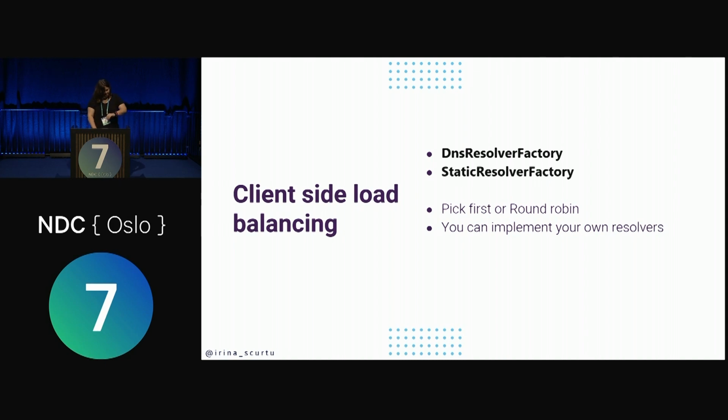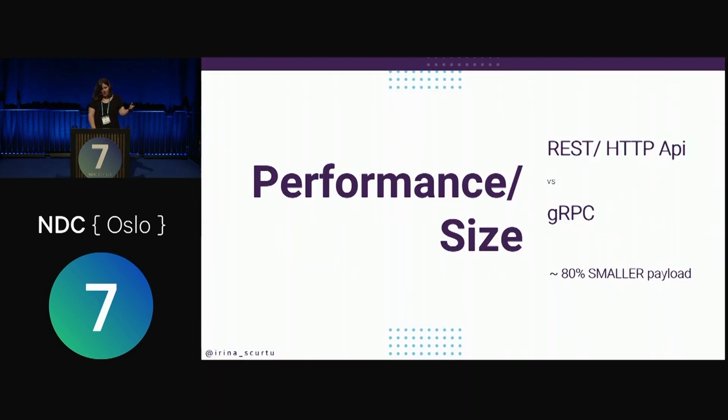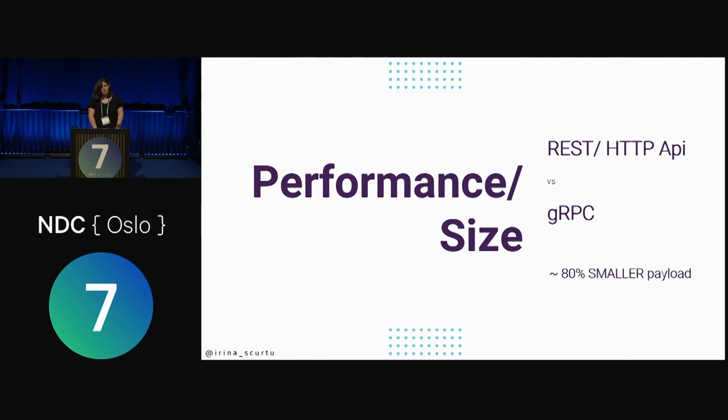So I'm still wondering why that demo doesn't work. So what are the benefits of using gRPC? First of all, I think it's visible and important enough to look at the performance versus size. The same request, the same response size for an HTTP API versus gRPC gives you a payload that is 80% smaller in the payload response, just because it's different serialization.